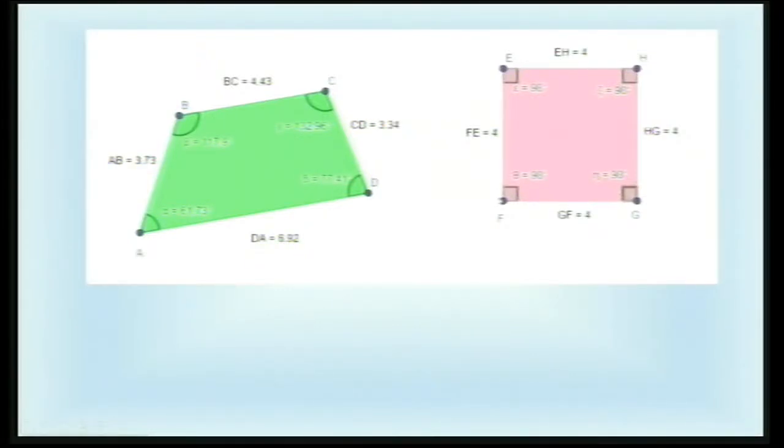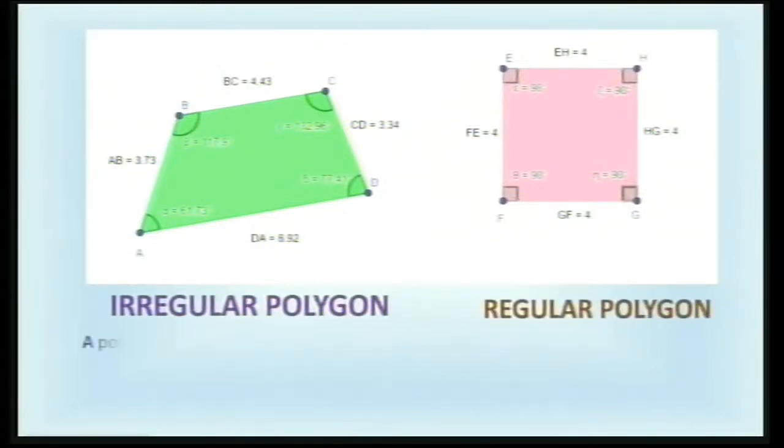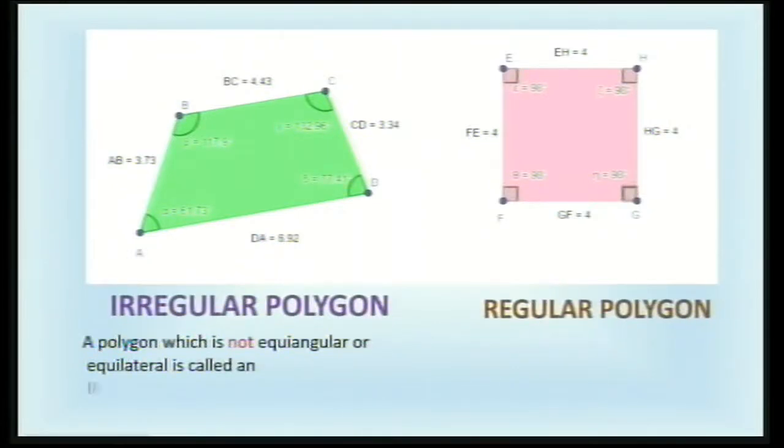So there is this classification which has come in now, which we call as the irregular polygon and the regular polygon. So if a polygon has got equal sides and equal angles, such polygons will be classified as regular polygons, and those which are not having equal sides and equal angles will be called irregular polygons. So that's how the definition works.